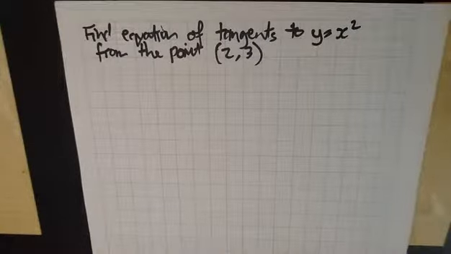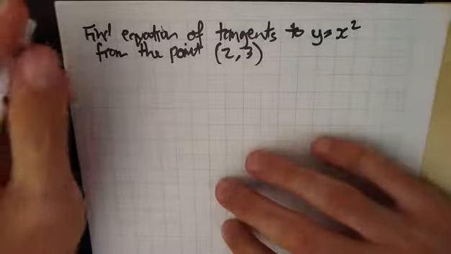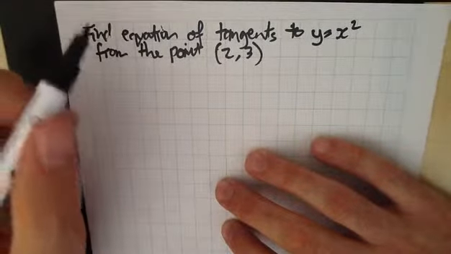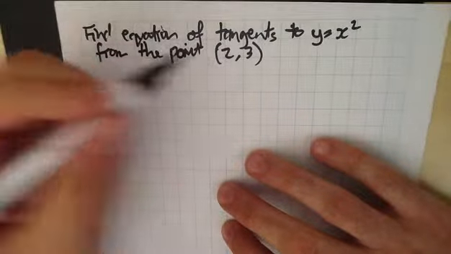Okay, here it says find the equation of the tangents to y equals x squared from the point (2, 3). Why have I written tangents? Because more than one tangent can come from a point.